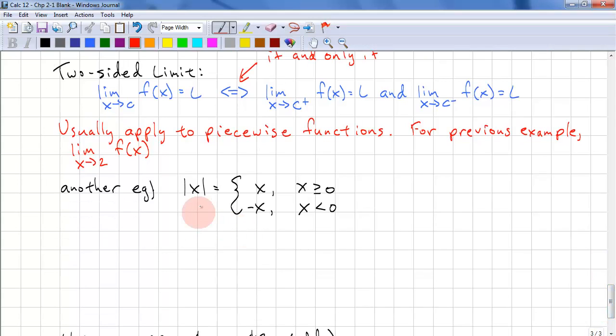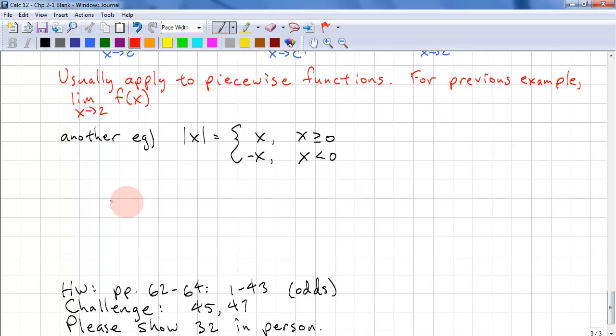Here's a piecewise function, the absolute value of x. It's defined as x when x is greater than or equal to 0. It's defined as negative x when x is less than 0. So let's do the limits. Limit as x approaches 0 from the left of the absolute value of x equals the limit as x approaches 0 from the left, and we take the definition, minus x. And this equals 0. We pull out the negative sign, and we're taking the limit as x approaches 0 of x, and that equals 0.